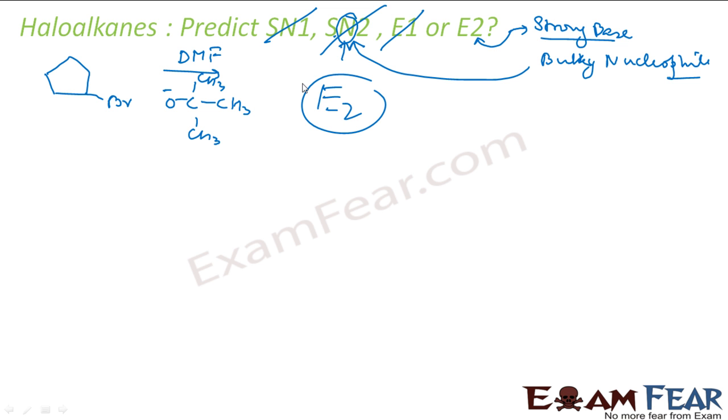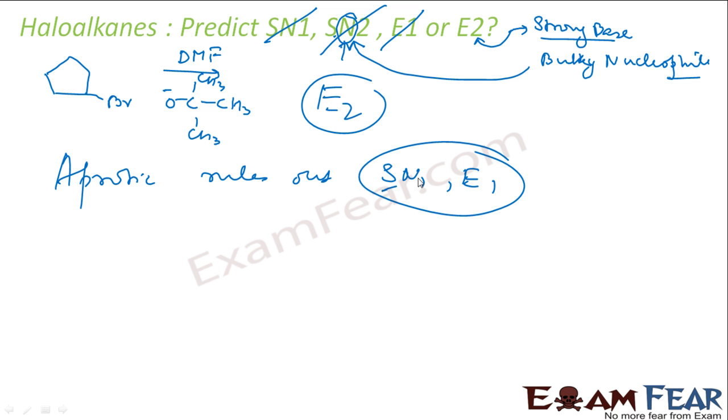Hope you understand. See, we had 4 possibilities. SN1 we even ruled out because this is an aprotic solvent. An aprotic solvent rules out SN1 and E1. We have discussed this because SN1 and E1 depend totally on the leaving group, and to make the leaving group a hero we need a protic solvent. This is totally ruled out.